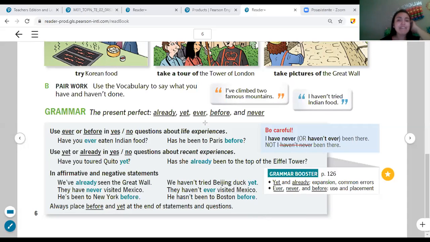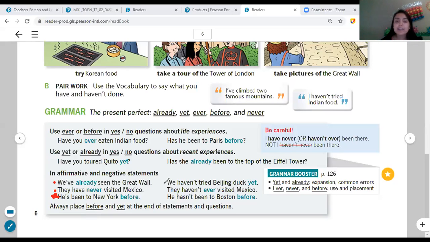Okay. Let's see if we notice here. In the first one, we've already seen the Great Wall. Okay. We understand here how already is used, that this has just happened. We've already seen the Great Wall. Now, they have never visited Mexico. Never, never. They have never visited Mexico. He's been to New York before. This is not recent. This is before, in the past.